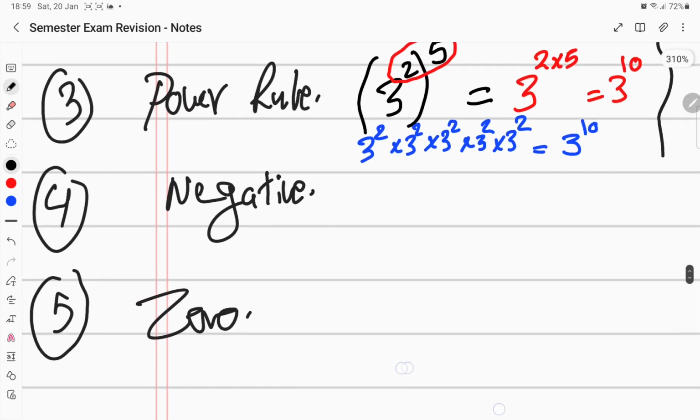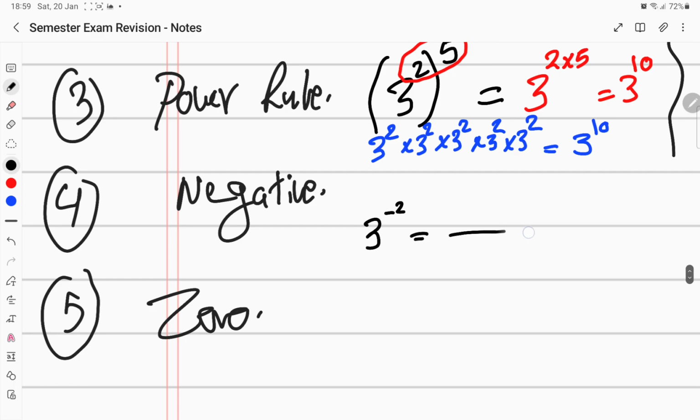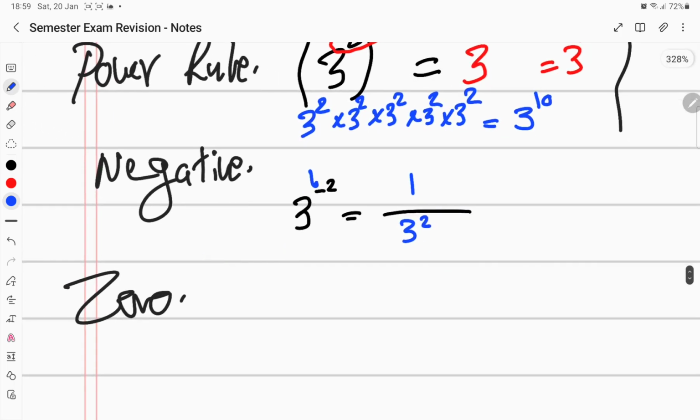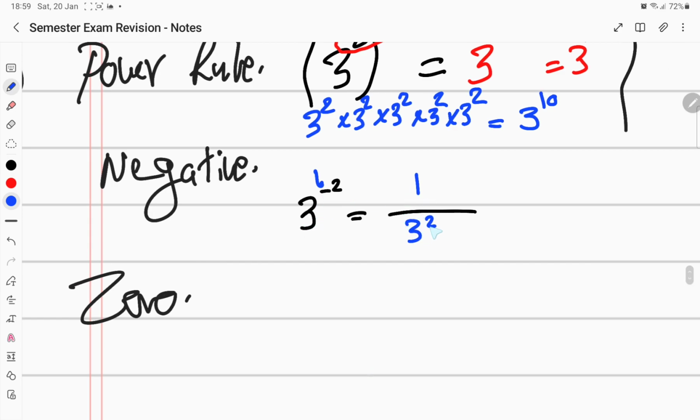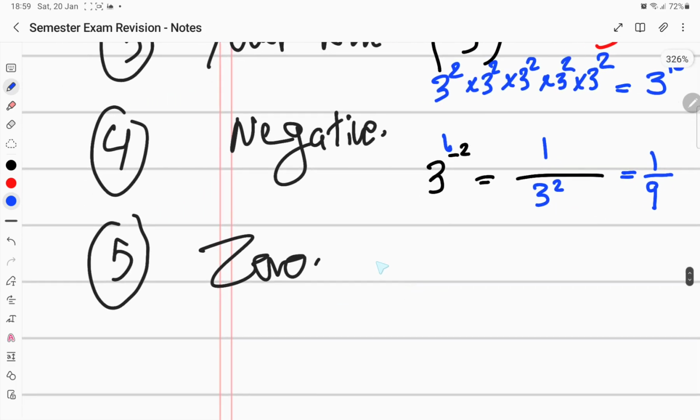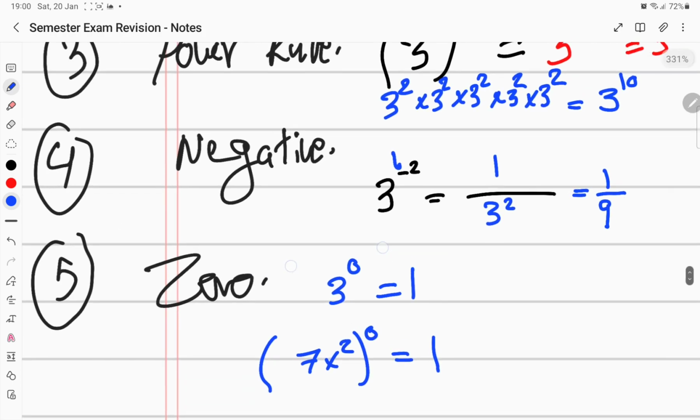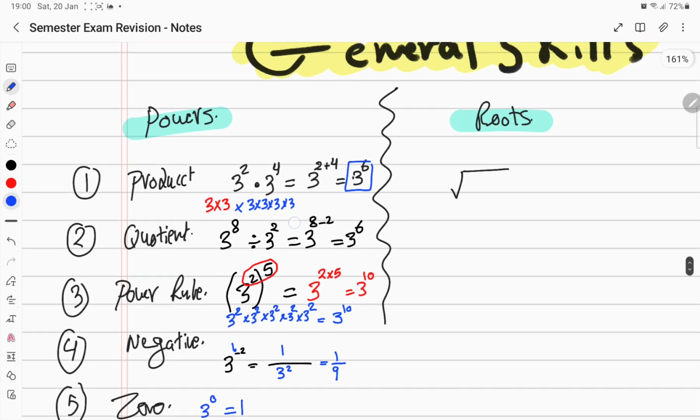Negative: whenever you have 3 power negative 2, the negative's job, if you remember, is to switch or flip. Let's do 1 over 3 power 2. It was 3 power negative 2, it will be positive in the denominator. So 1 over 3 power 2, which is the same as 1 over 9, because 3 times 3 is 9, or 3 power 2 is 9. Anything power 0, 3 power 0 is just 1. If you have a bracket 7x power 2 all to the power 0, it's also 1. So anything power 0 is just 1. Very good. This is regarding powers.